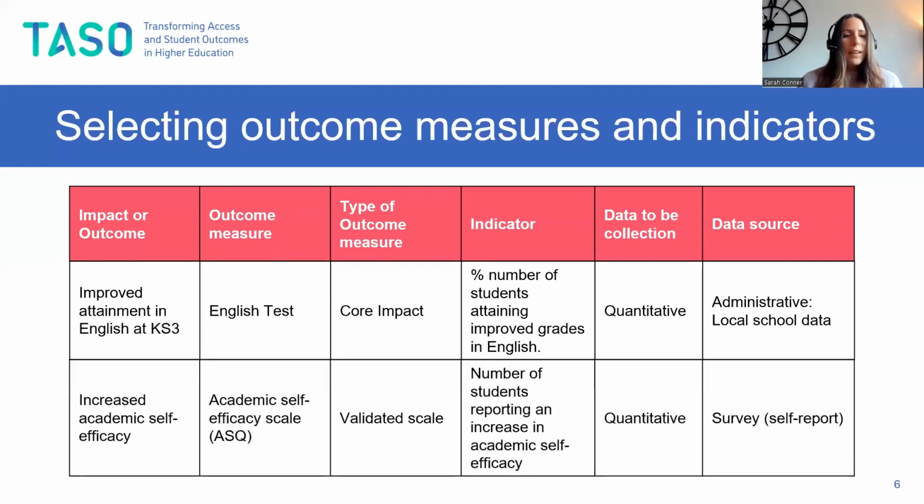But if you're looking at increased academic self-efficacy, the outcome measure here would be from our Access and Success questionnaire, the ASQ, where we've got a validated scale for academic self-efficacy. So this would be a survey measure, and again, it could be the number of students reporting an increase in academic self-efficacy. So that's a really brief recap of where we got to in the last session and where we'll be going here.